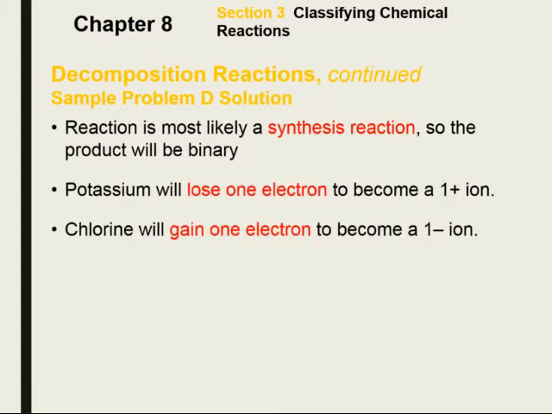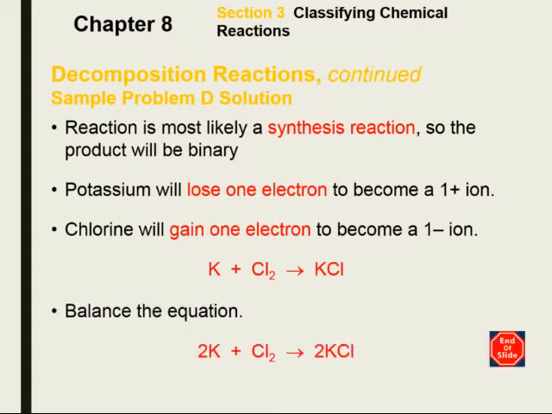Now remember, back to our talk about ions a few chapters ago, potassium being on the left side of the periodic table is going to lose one electron to become a +1 ion. Chlorine, being in group 17, is going to gain one electron to become a -1 ion. And we're going to create a situation where we have K plus Cl2, again, Brinkelhoff, that's a diatomic molecule, reacts to yield KCl. So you need one potassium to balance out the charge of one chlorine. So this is just a skeleton equation. Let's balance it. We'll end up with 2K plus Cl2 reacts to form 2KCl.